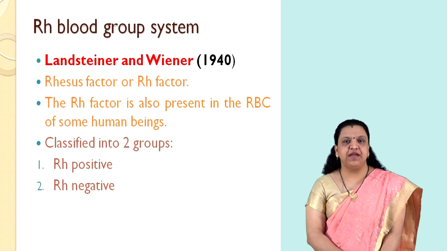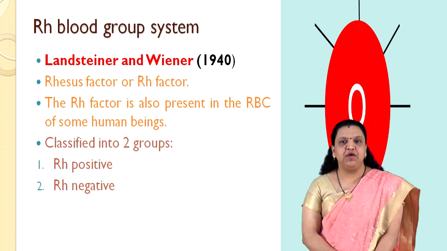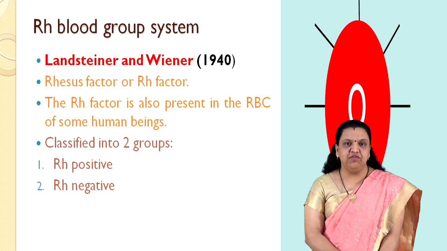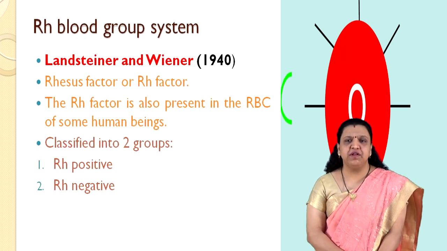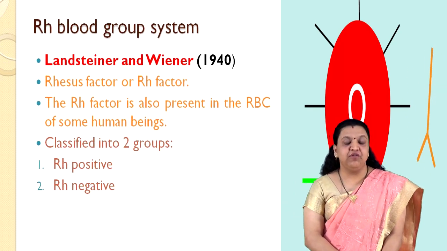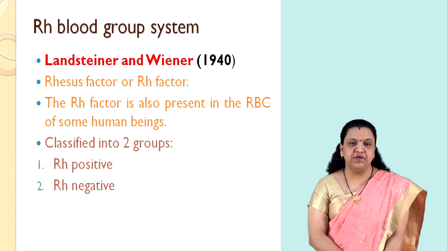Landsteiner and Wiener in 1940 discovered the existence of a special type of antigen in the RBC of the rhesus monkey, known as the rhesus factor or the Rh factor. The Rh factor is also present in the RBC of some human beings. So it can be classified into two groups, that is Rh positive as well as Rh negative.